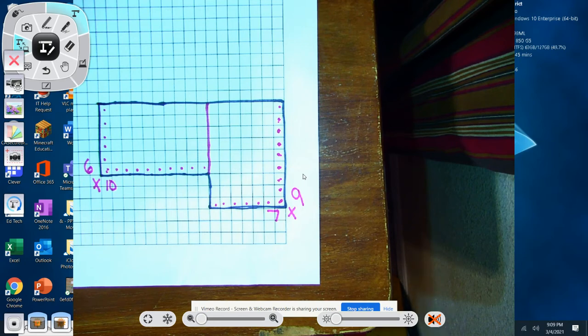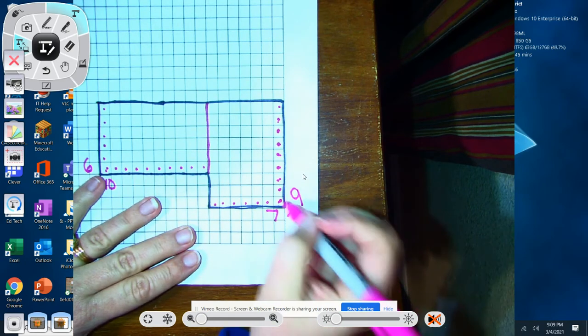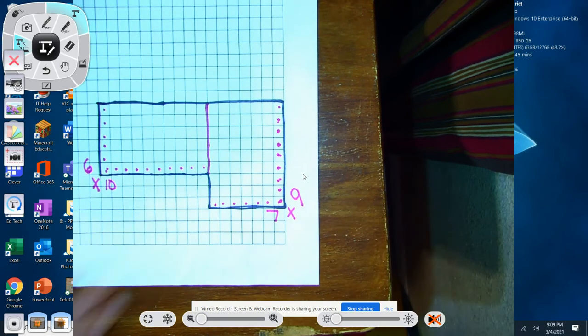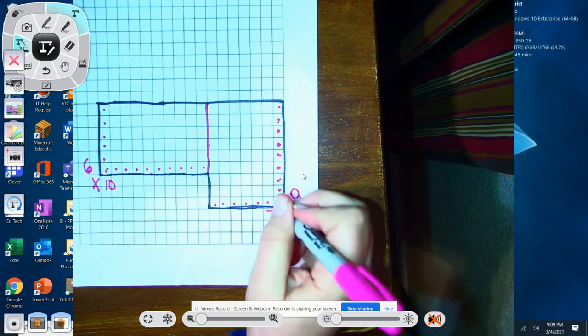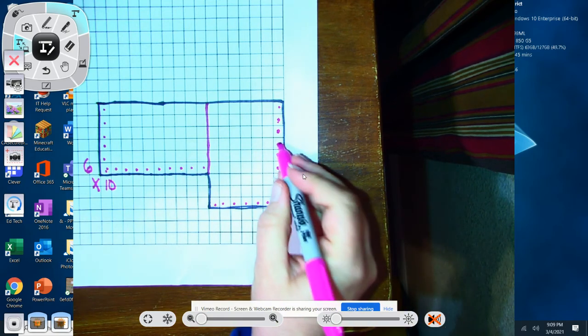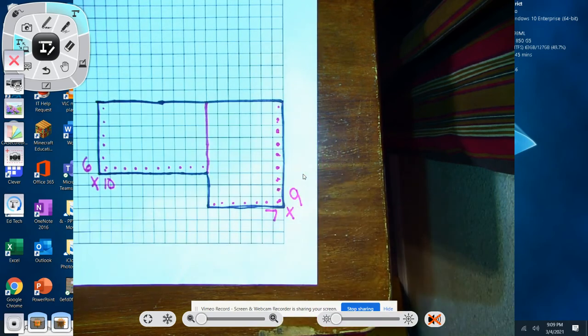Okay, and so what I'm going to do is I'm going to multiply. Let me count that again. 1, 2, 3, 4, 5, 6, 7, 8, 9. Yes. It's always good to double, even triple check, because even teachers make mistakes sometimes. So then I have 7 times 9.